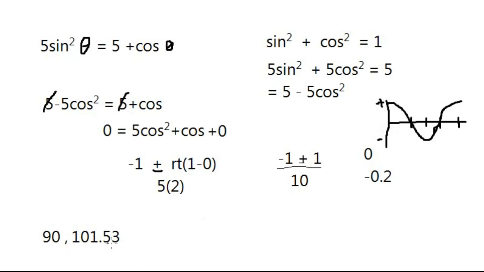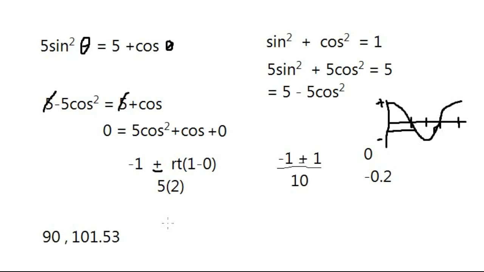To find the other value, you do 360 minus this number, because say 101.53 is like here, and because this is mirrored at 180, if you subtract the maximum by the same number, you'll get to the same points on the curve.